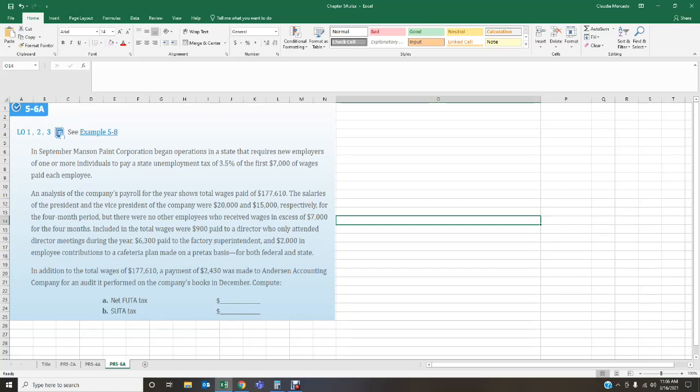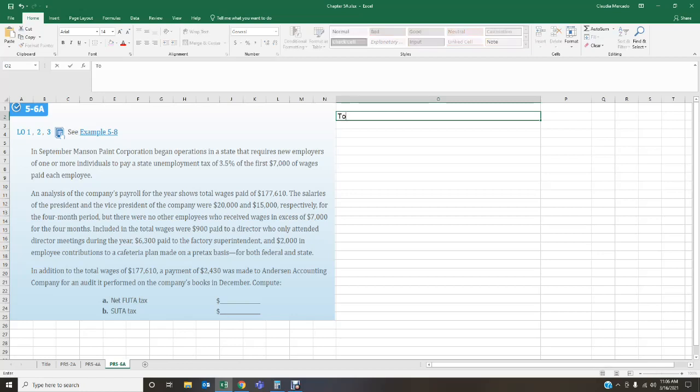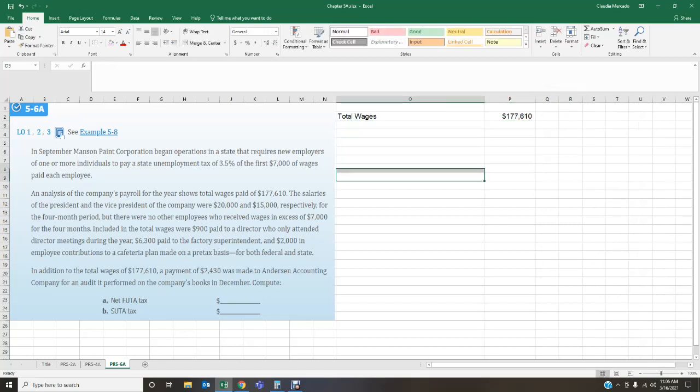So the first thing we're going to do is figure out what our taxable wages are for FUTA and SUTA tax purposes. Let's start off with our total wages. I know that we had total wages of $177,610. That is provided to you in the problem. Now from there we're going to be making some adjustments. I'm going to go ahead and deduct.